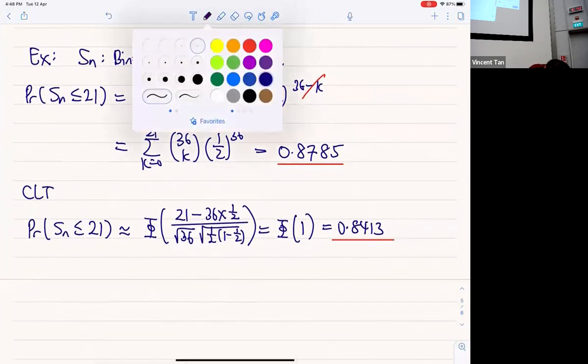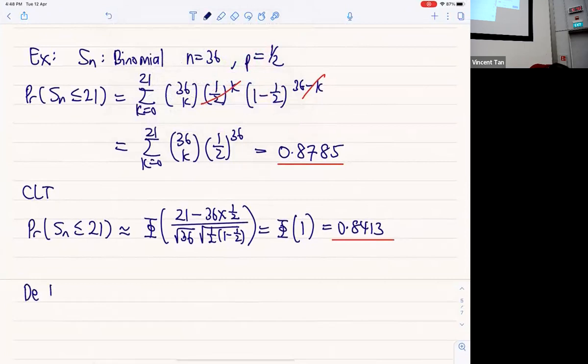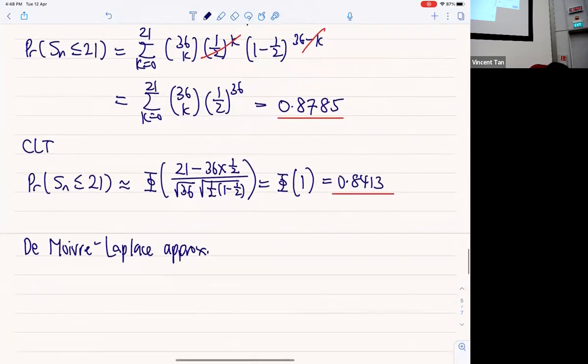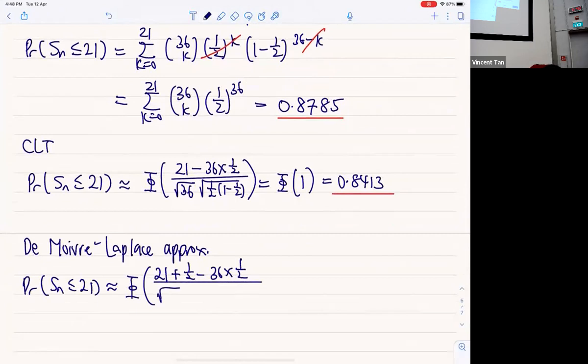Now, if we do the continuity correction, the Laplace approximation, perhaps we can do better. Probability Sn less than 21. Now, if we are interested in less than or equal to 21, we add half, okay? This is approximately phi of 21 plus half minus 36 times half, divided by the usual thing at the bottom, square root of 36 times half times 1 minus half. So this gives phi of something, 1.17, after you settle all this using a calculator.